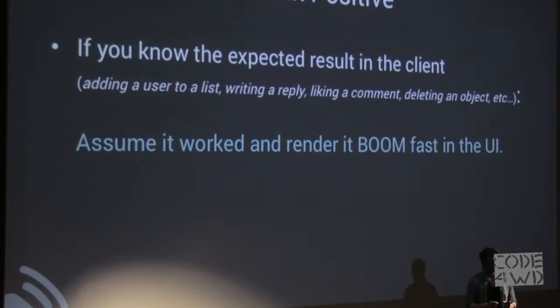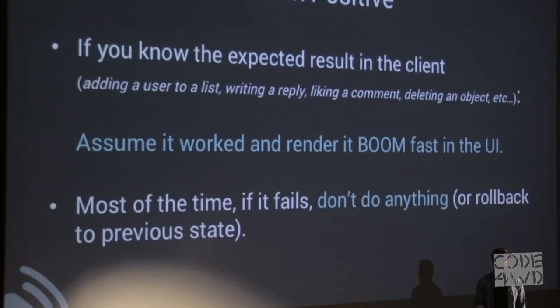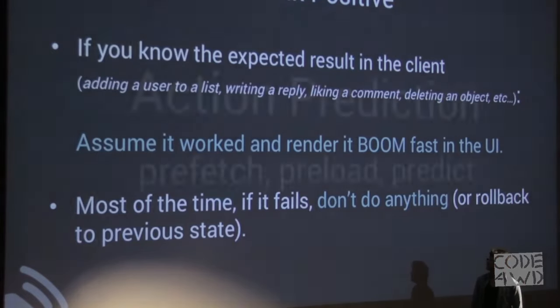So I think, to sum up that specific part of the lecture about pessimistic and optimistic actions, you need to think positive. Don't think about what will happen if the server returns an error or anything like that. Show the user a positive action, assume it worked, and render the positive action inside the user interface. Most of the time, it's not going to fail. And if it does fail, you don't need a fancy error message or anything like that. Just, inside the UI, let the user retry it or revert back to the previous state.